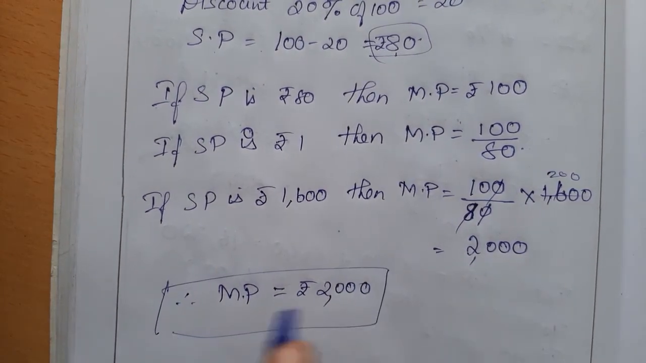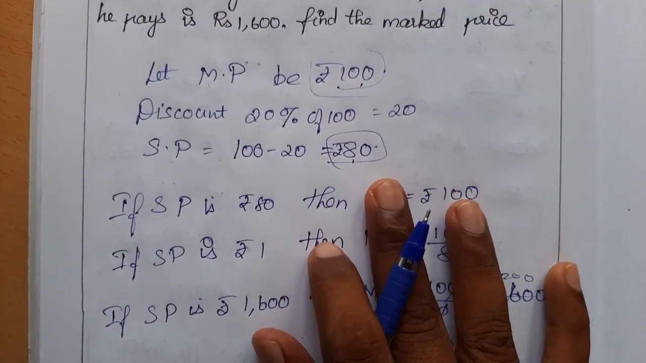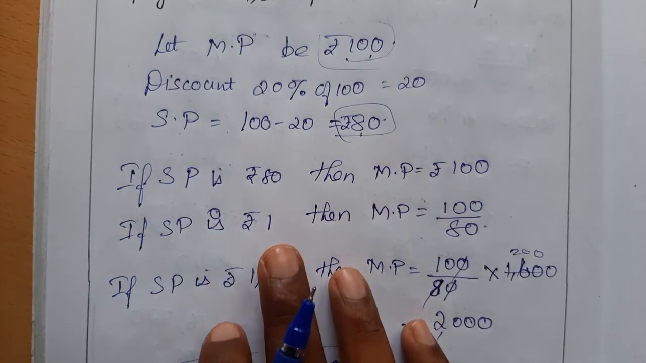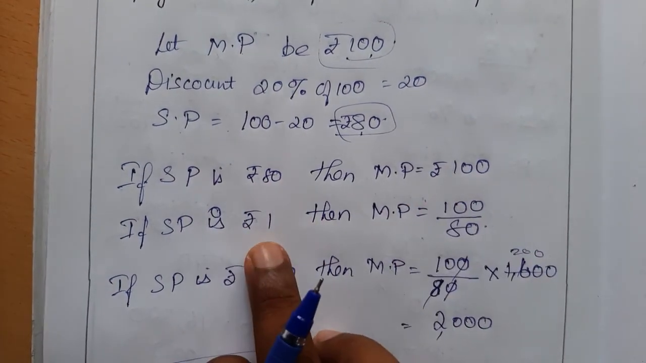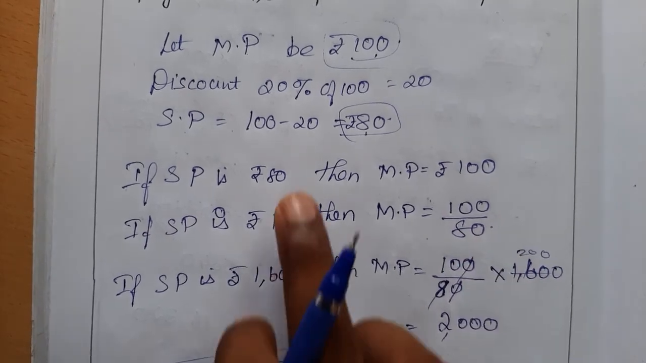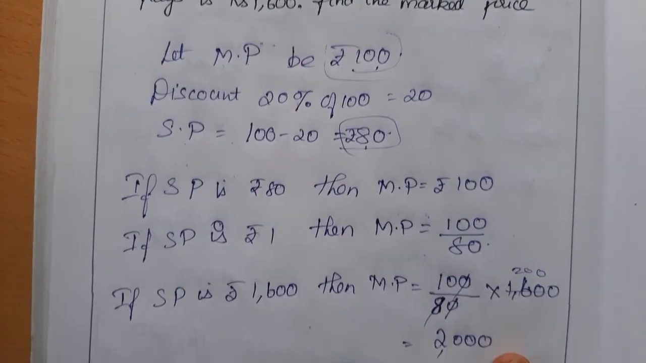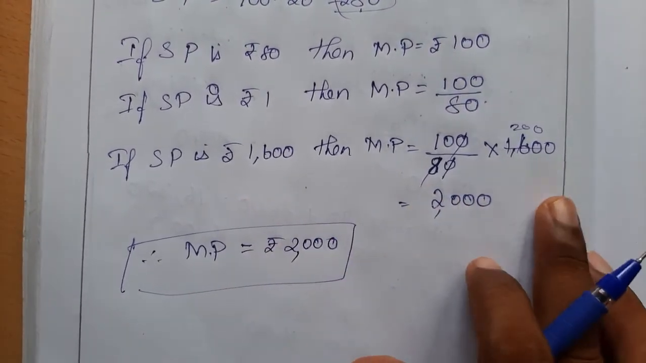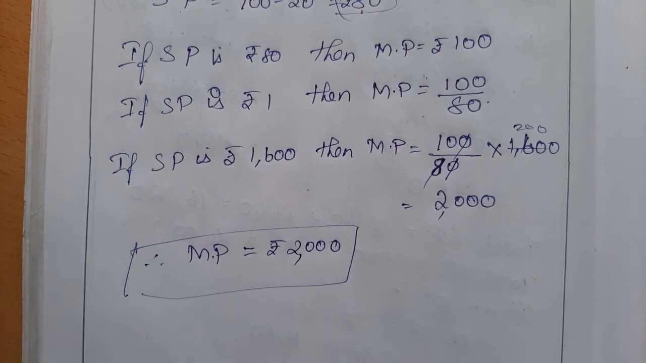Clear? So we are considering 100, and for 100 we consider how much discount we will be getting, and we find the selling price for 1. If the selling price is 80, then the marked price is 100, and if it is 1, it is 100 divided by 80. And then the question is asking for 1,600, so we convert it to 1,600 by just multiplying, and we got 2,000. Clear? Thank you.